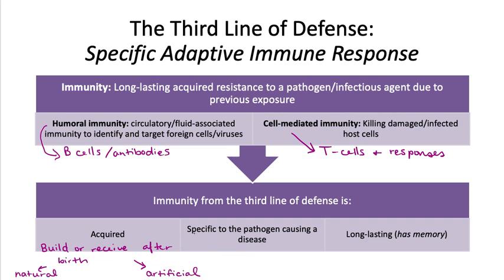Again, immunity is specific to the one pathogen causing the disease. It's going to involve recognition of antigens. And the B cells will form memory cells, which will have a long-lasting memory. And so this means you're protected from infection after you've developed the response by the same microbe.